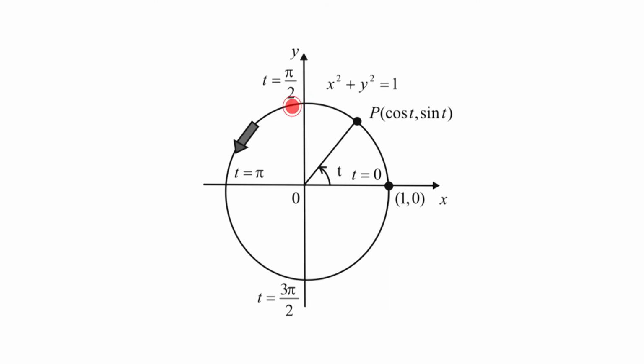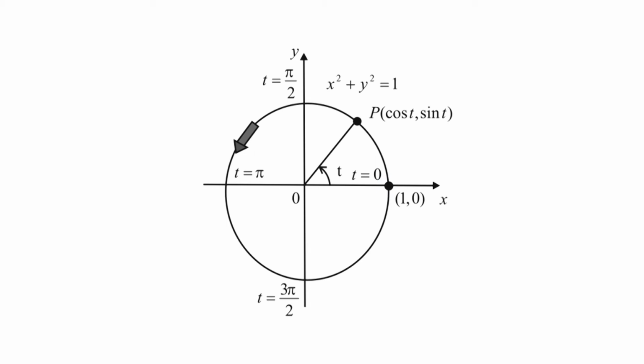When t increases from pi by 2 to pi, the corresponding point moves down and to the left along the circle in counterclockwise direction. When t is equal to pi, we obtain the point (cos pi, sin pi), which is equal to (-1, 0). When t increases from pi to 2 pi, the particle continues around the circle in counterclockwise direction to stop at the point (1, 0).